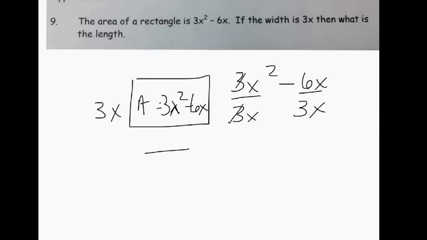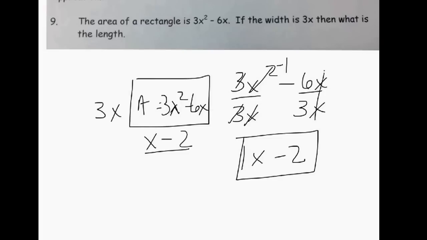So 3 goes into 3 and leaves you with 1. X goes into x2 and leaves you with 1x. Negative 6 divided by 3 is negative 2. X's cancel out. So this is the missing side, x minus 2. And you could double check it to make sure. 3x times x is 3x squared. 3x times negative 2 is negative 6x.